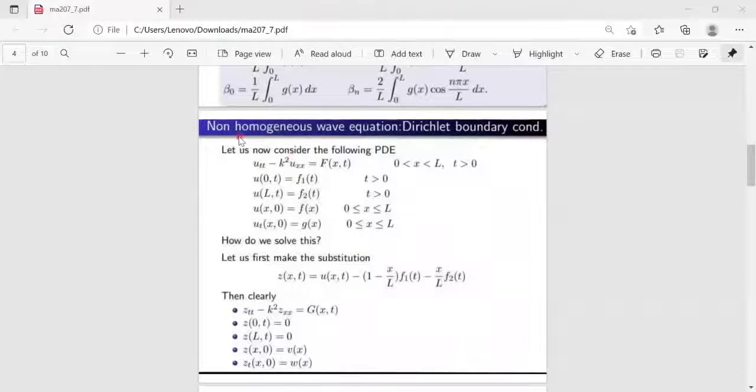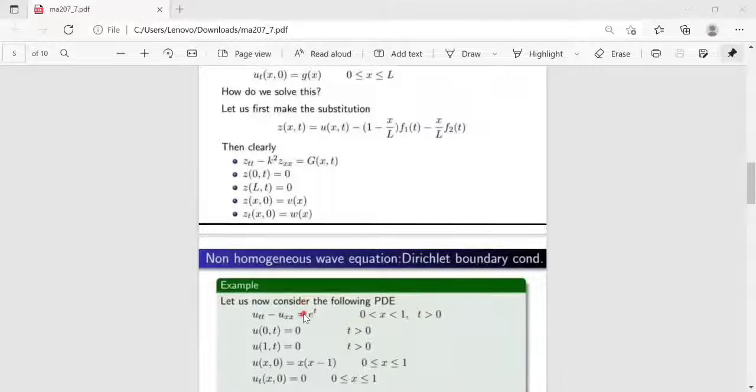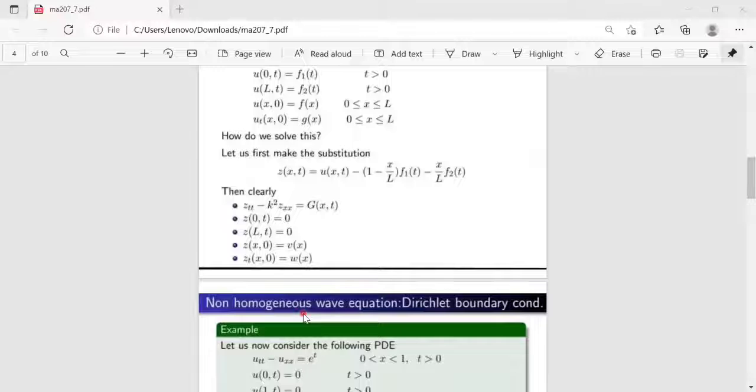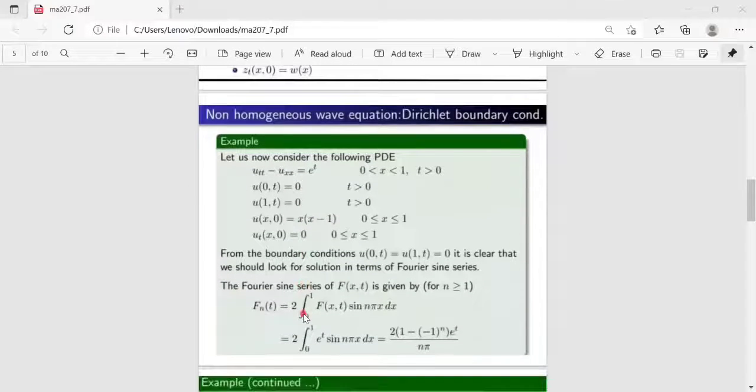To find the solution for the non-homogeneous wave equation, we can use a similar procedure. We have f1 of t and f2 of t in place of 0 and 0. So we can use z of x, t equal to u of x, t minus (1 minus x by l) f1 minus (x by l) f2. Then it transforms to this condition. Then we can find the solution by a similar procedure as the heat equation. Let's see an example to get clarified.